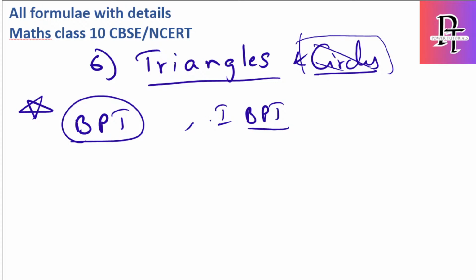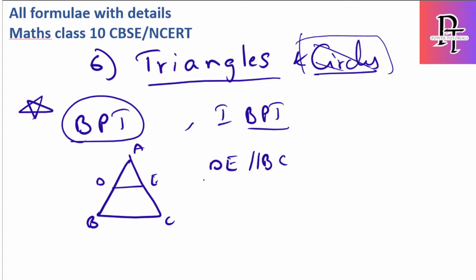They can ask you directly, "Explain the theorem," or else they can ask you to apply this theorem and get the ratio of sides or values. So, just the BPT theorem formula I will mention here. Suppose ABC is a triangle, and we have DE as a line, where DE is parallel to BC. Okay, this is important. Then AD by DB is equal to AE by EC.